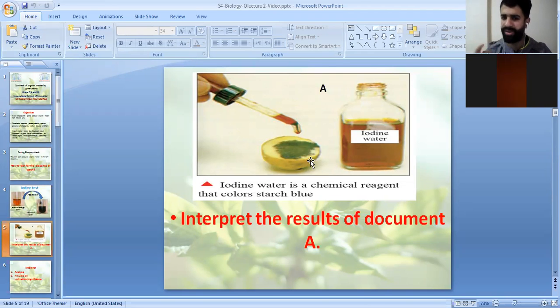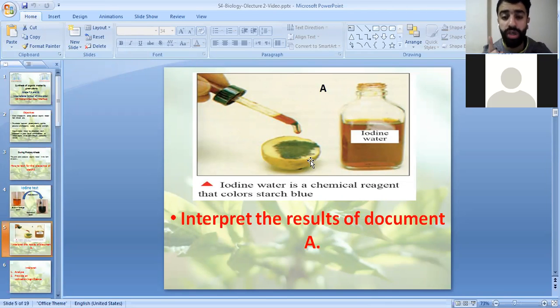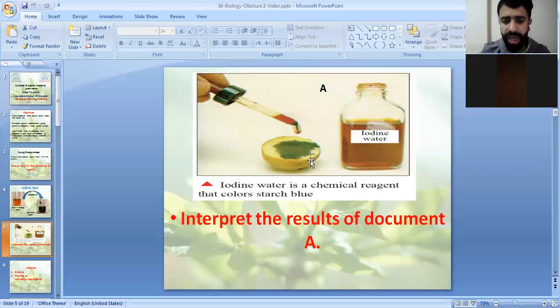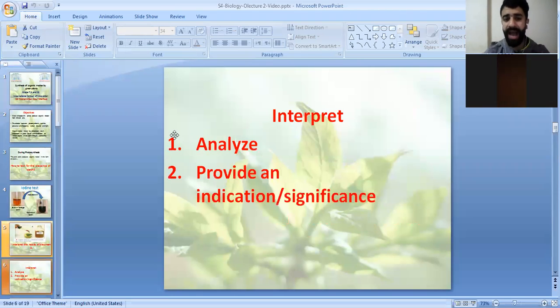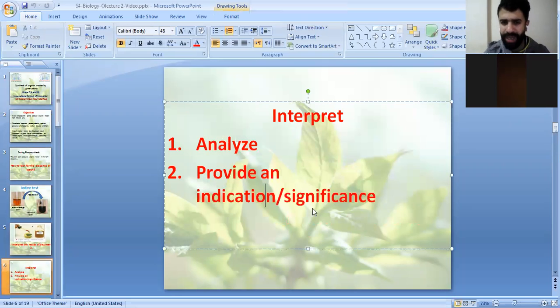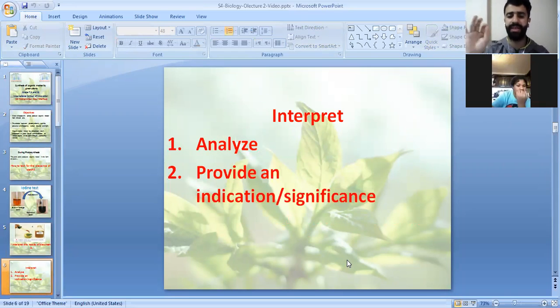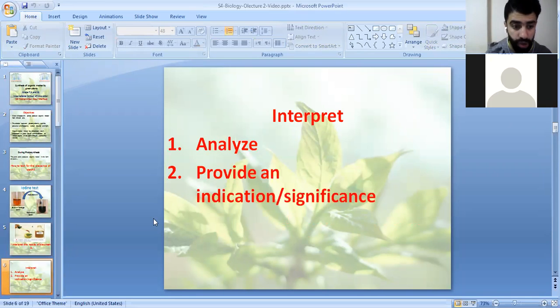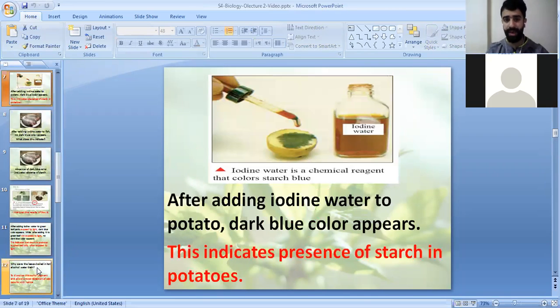What does this mean? This means that the potato contains starch, because it gives a dark blue color with iodine water. If you remember, interpret is analyze plus indication, or significance. So let's start step by step. After adding iodine water to the potato, a dark blue color appears on the potato. What does this indicate? This indicates the presence of starch in potatoes.